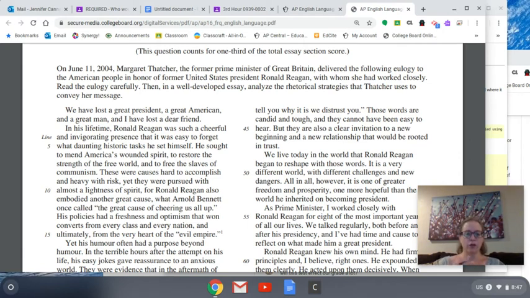His policies had a freshness and optimism. Again, this is really standing out because Ronald Reagan is normally thought of as the Cold War, standing up against Gorbachev, the Berlin Wall falling. He's normally thought of as a much heavier president. And she's bringing in a rhetorical description here that's definitely not what I would expect. So that's really what's standing out. So freshness and optimism, I'm putting it with lightness of spirit.